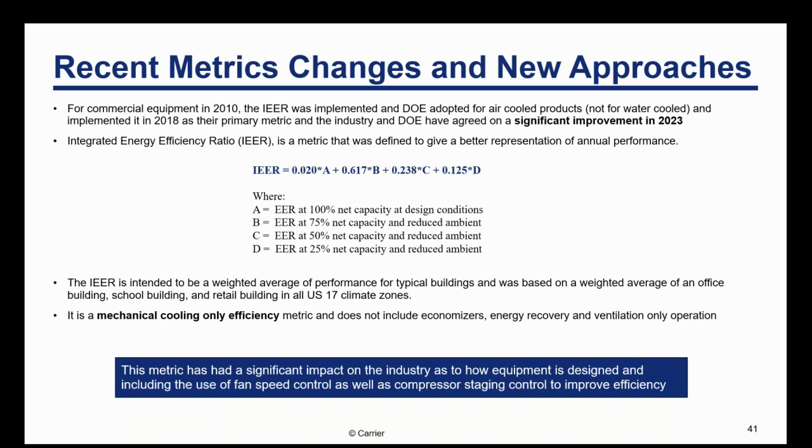This assumes that the unit is properly sized at 100%, so in reality it's even less at point A. But these actually dramatically change the way units are designed. You look at a lot of the rooftops now coming out, they have things like 2-speed fan motors and more stages of capacity, a lot of things that really optimize the part load and annualized performance. And you're going to see more of that as we move to some of the new metrics. Next slide.